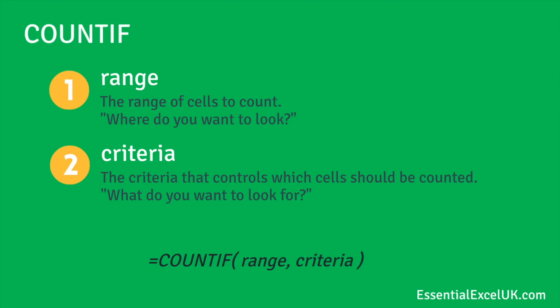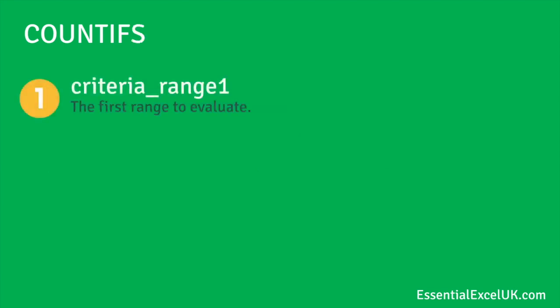You can see there I've also got in quotations a simplified way to look at the criteria. So when you look at them together, range is where do you want to look, and criteria is what do you want to look for. And you can see at the bottom there that you've got the COUNTIF formula in its entirety with range and criteria for your reference.